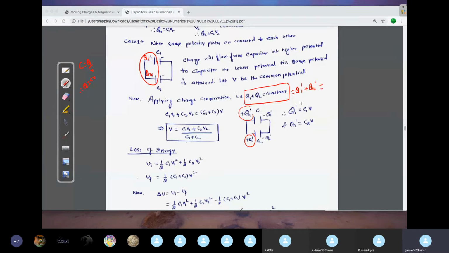But net charge you can add as well. Let's say the common potential is V, so you can add V times C1 plus C2. So from here you will get the common potential formula as V equals C1 V1 plus C2 V2 by C1 plus C2. A very, very important formula. Now with the help of this, we can calculate Q1 prime and Q2 prime. Why? Q is always CV. What is Q1 prime? C1 into V. What is Q2 prime? C2 into V. So from here I will get Q1 prime and Q2 prime. Done.